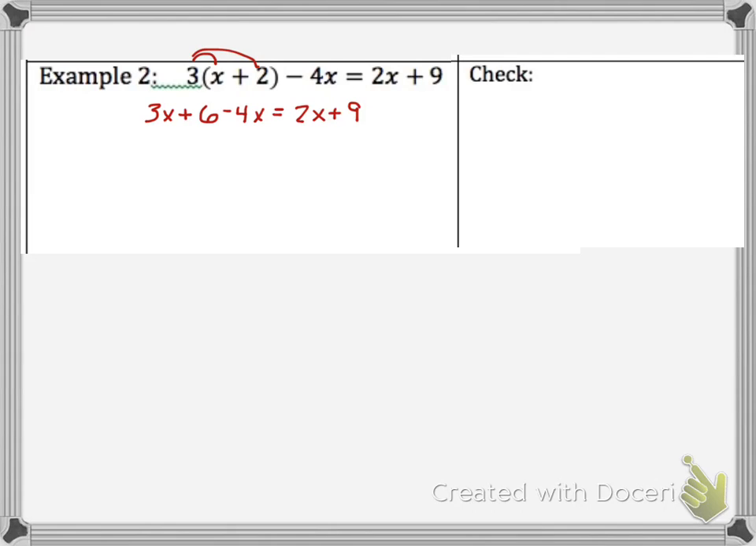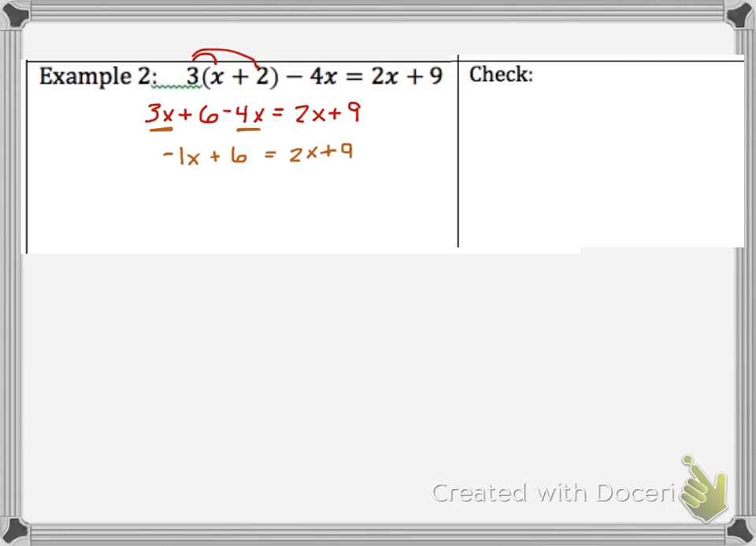And that's that kind of first step. We can simplify the left-hand side. On the left-hand side of the equal sign, we have like terms of 3x and -4x. And when we combine those, that would give us a -1x plus the 6. And we have 2x plus 9 on the right.